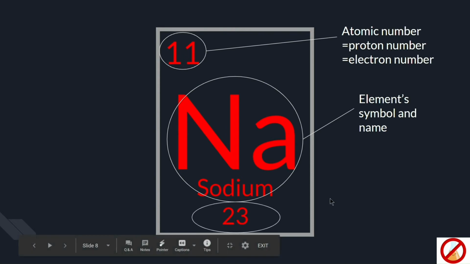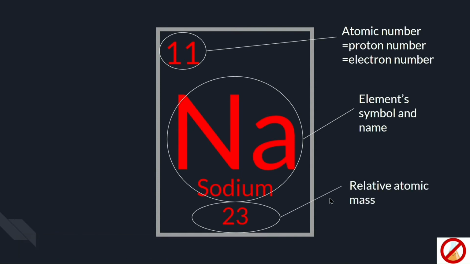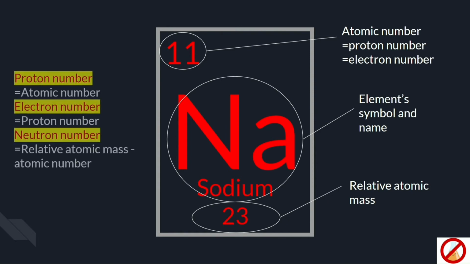And this number below is what we call relative atomic mass. Basically just a fancy word for how heavy this atom is. And here we go, we've got a series of ways to work things out. If we want to know the proton number of an element, we can simply look at the atomic number. So in this case, the proton number of sodium is 11. Whereas if we want to work out the electron number, we look at the proton number, which is 11. So we know this atom has 11 electrons.